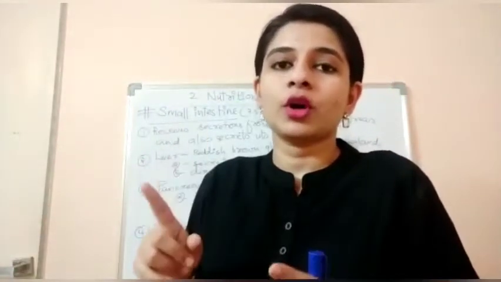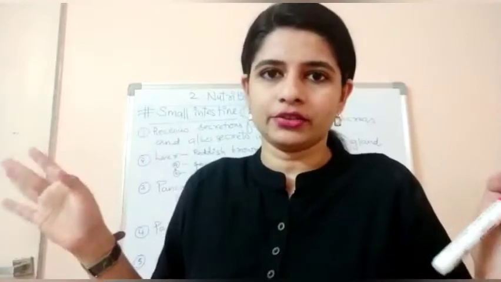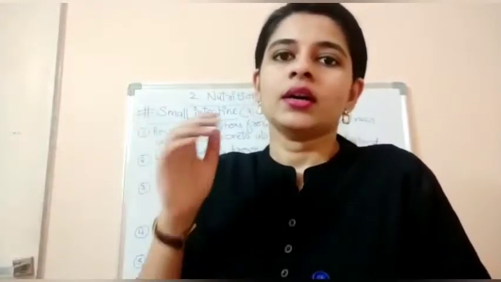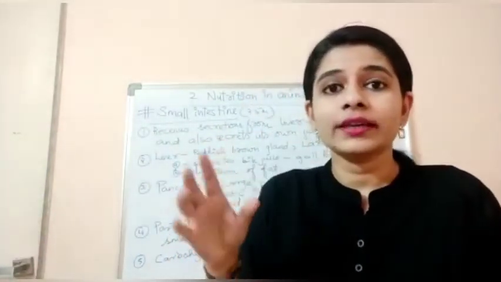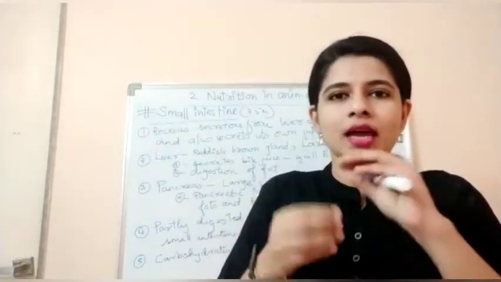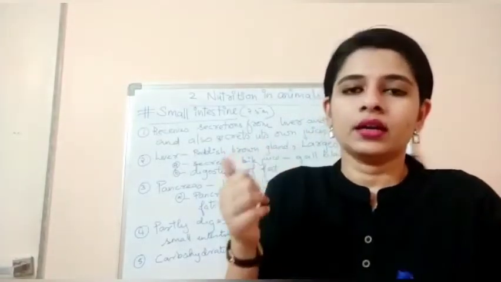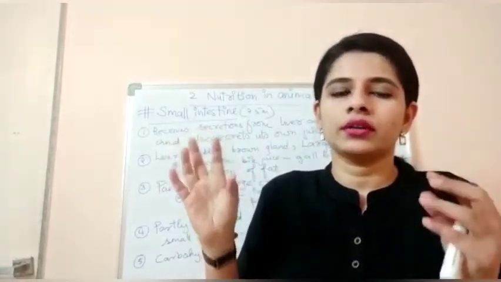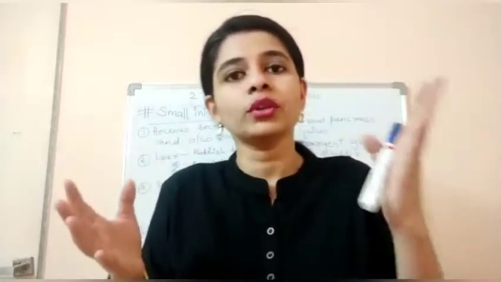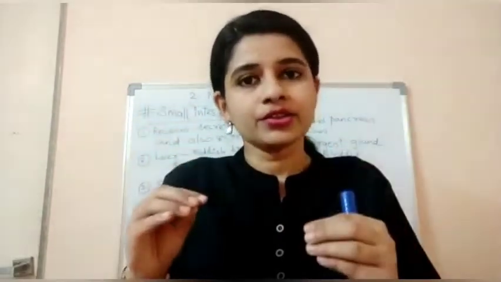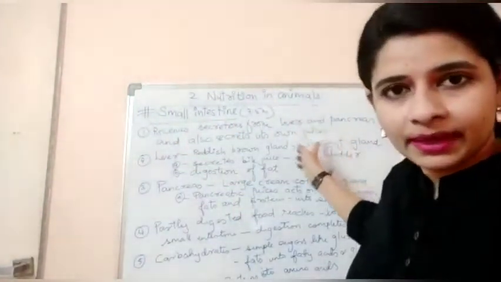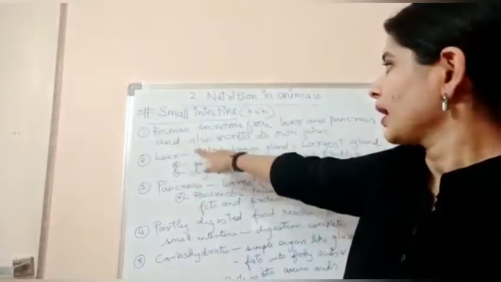We have to remember the small intestine is the longest part of the digestive system. For a grown-up adult, the small intestine might be as long as 7.5 meters. It is highly coiled and placed inside our body. Okay, the small intestine receives digestive juices from both the liver and pancreas, and the small intestine's inner lining also secretes its own digestive juices. So it receives secretions from the liver and pancreas, that is the first point, and also secretes its own juices.